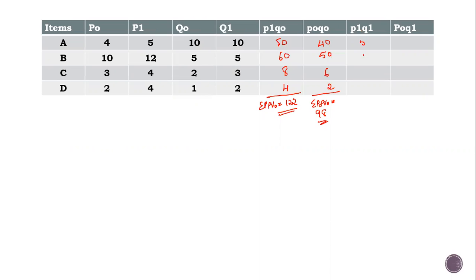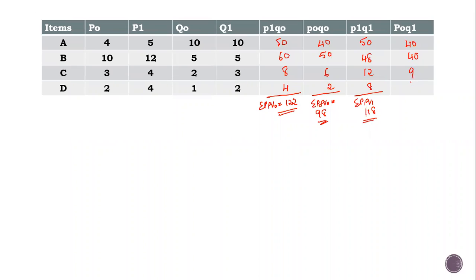P1 Q1. 50. Okay. 48. Okay. 12. Yes. 8. Total of this? 118. That was wrong, it should be 118, not 130. Okay. P0 Q1. 40. Okay, 40. 9. And 12 by 60.